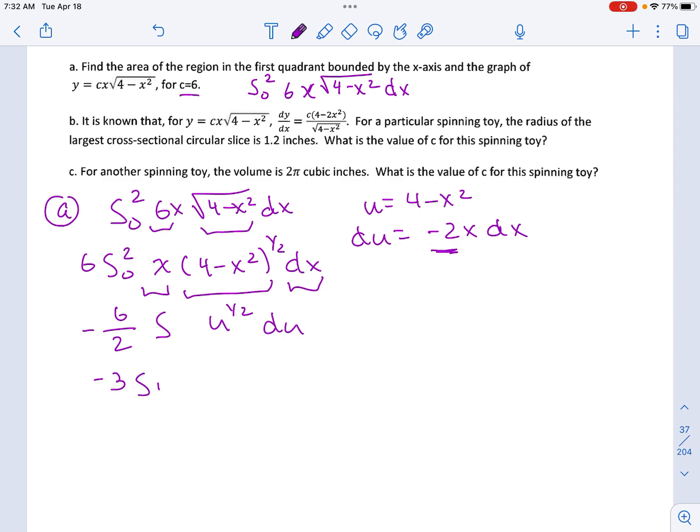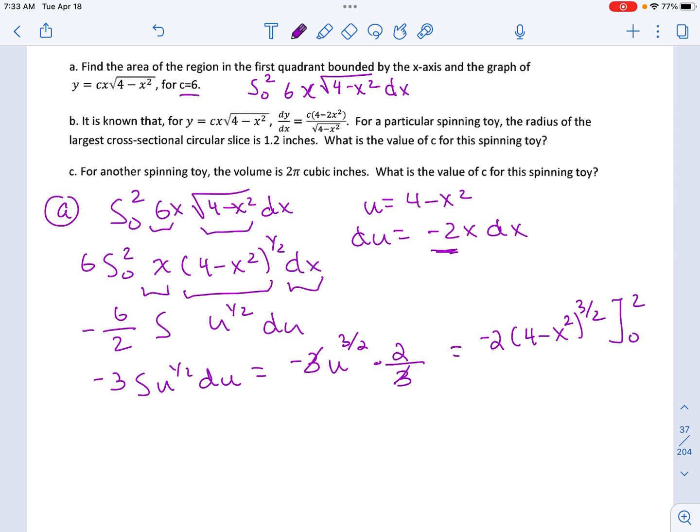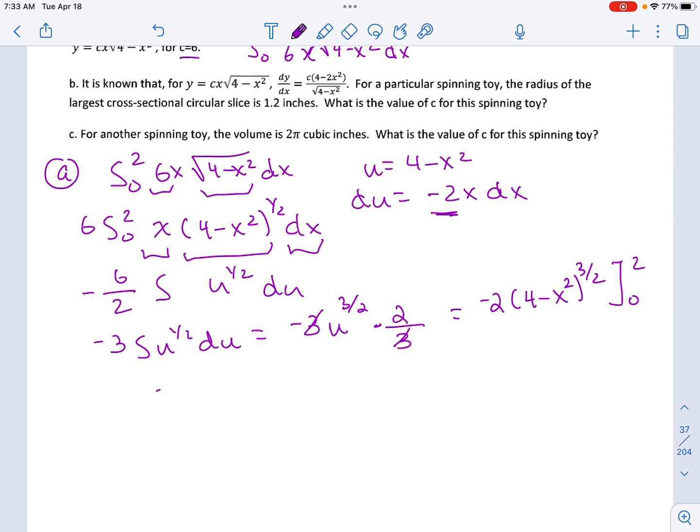So this is what you are integrating. I'll put the bounds in later. So I'm going to add 1, divide by the power, and let's go ahead and clean this up. So this is really negative 2. Replace the u now. And now I can plug in the bounds for x. So if I do that, I get negative 2. Plug in the 2 here.